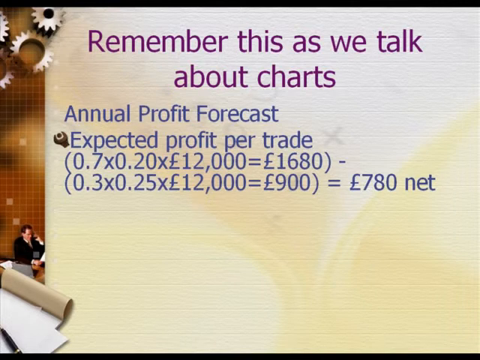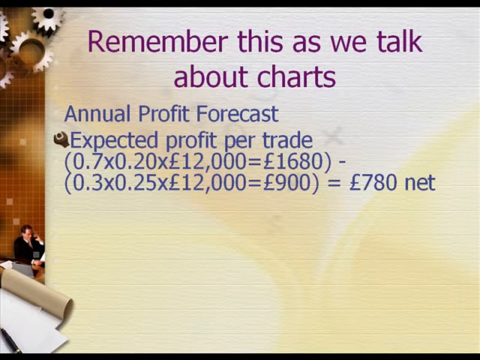Take away from that your losses. Your losses are 3 times out of 10 you're wrong, 25% loss times £12,000, that's £900. On average, your expected profit per trade is £780. That's on average per trade. Now, that doesn't mean you're going to make that much. What it means is on some trades you'll make more and some less. But this is just a mathematical depiction.